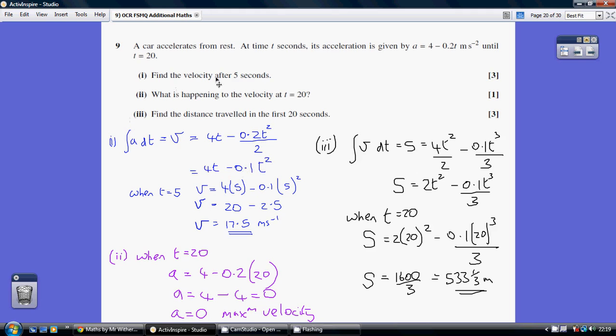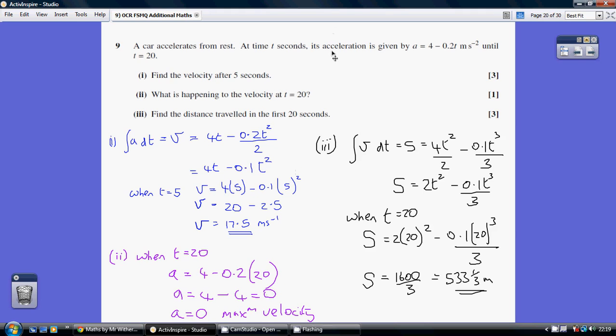We've been asked to find the velocity after 5 seconds, so that's when t is 5. So substituting 5 in, we get v being 17.5. Now for part 2, we're being asked what is happening to the velocity at t equals 20. Now substitute this 20 into the acceleration formula, and you'll see when t is 20, our acceleration is 0.